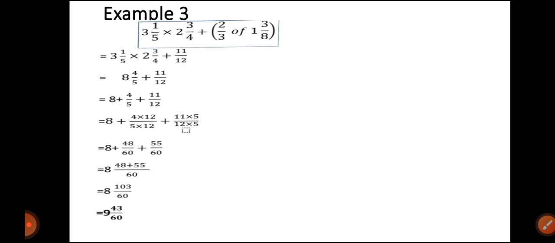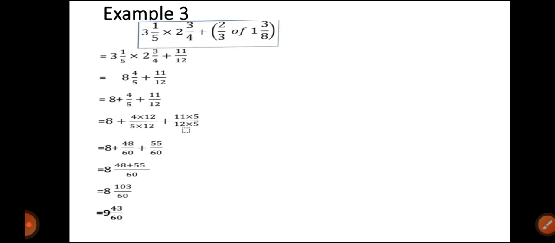Now the two fractions have a common denominator. Since they have a common denominator, we take only one denominator. Since it is addition, we say 8 whole number, 48, which is the numerator, plus 55, which is the numerator, all over 60. That 60 is the common denominator, so we take only one. So this becomes 8 whole number, 48 plus 55 gives us 103. Divide by 60. Now 103 divided by 60 is 1 whole number 43 all over 60. Then that 1 whole number added to the 8 whole number becomes 9 whole number 43 all over 60.